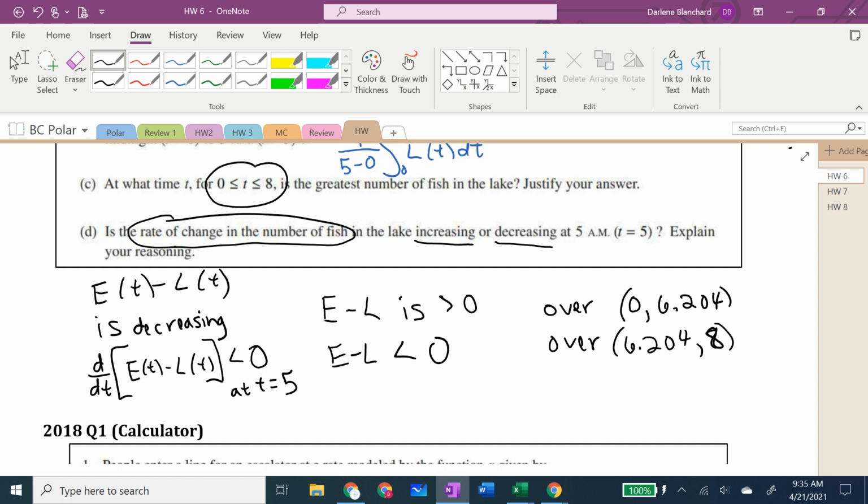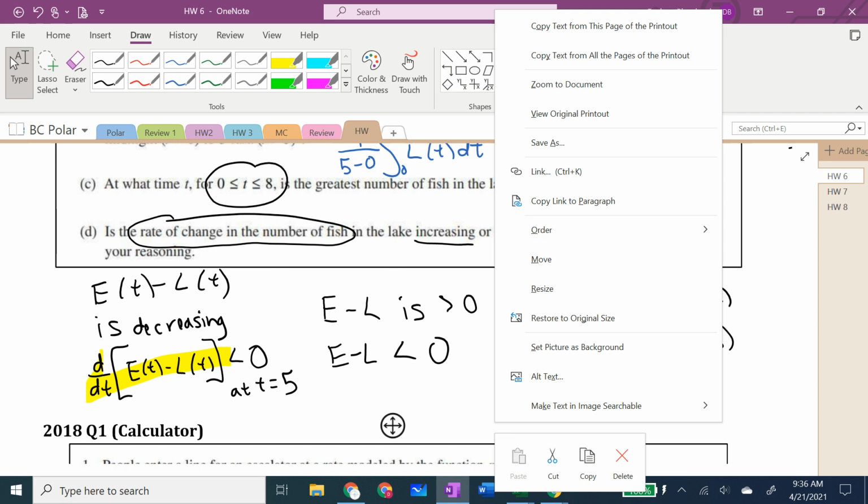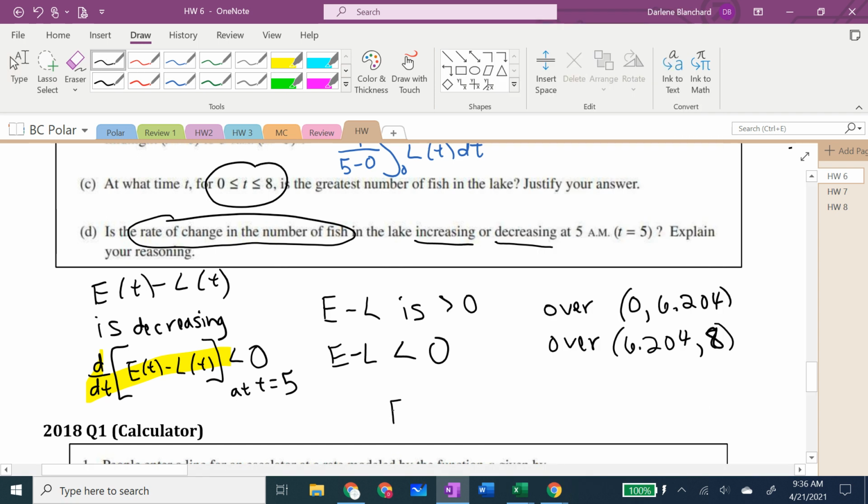In fact, that's the way they wrote it in their answer sheet. Any way that you express, because there are so many ways of expressing derivative, just make sure that you're expressing derivative of that. And so you can write E prime minus L prime is less than 0. Okay, that is the end of this problem.